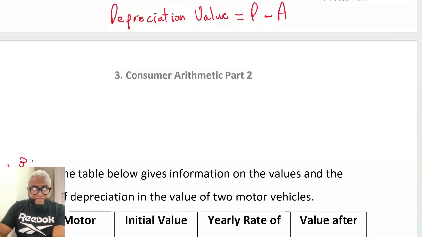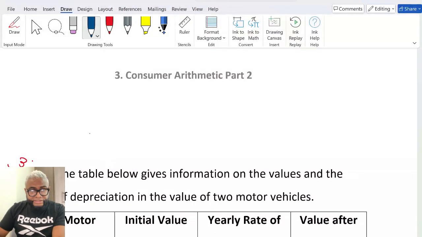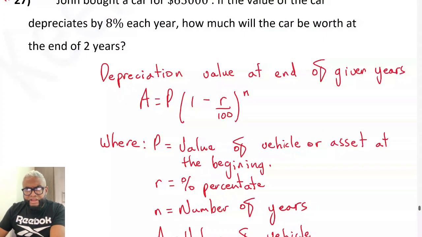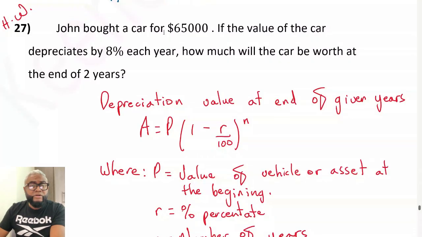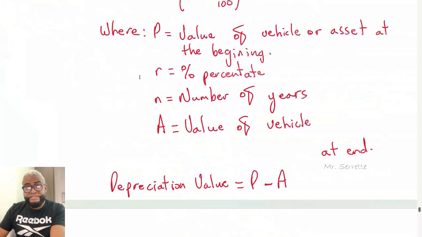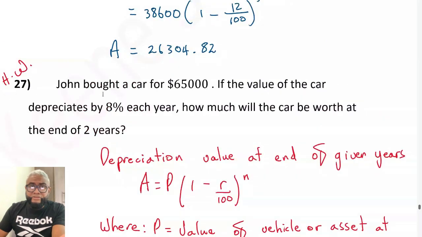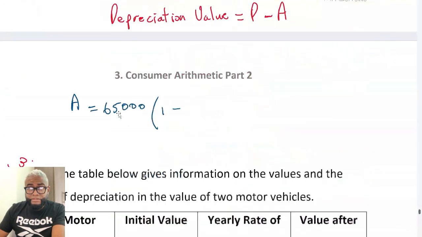Right, so we're going to find A here, the value at the end of the 2 years. So A will be equal to the initial value of the vehicle, the value at the beginning of the period. What's the value of the vehicle at the beginning? 65,000. So let's look: 65,000 by 1 minus, what was the rate? Anybody wrote it down? Let's scroll up. 8%. Rate is 8%, right?